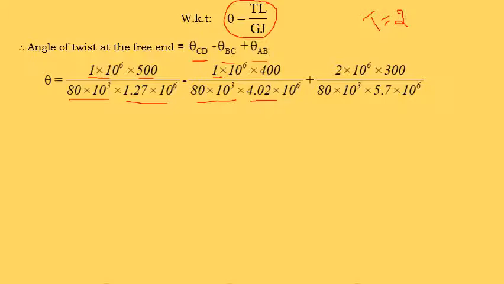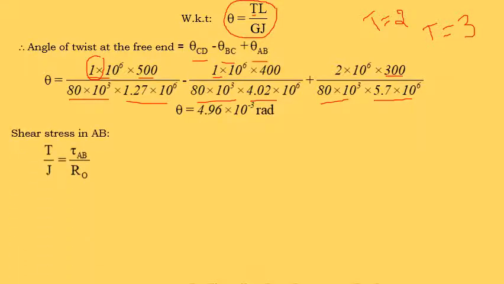So coming to the last portion, that is AB. For the portion AB, the T value given is 3 kilonewton meter. Here the applied torque is 1, the obtained torque is 3. The difference is 2. Therefore, we have to use 2 kilonewton meter, so 2 into 10 to the power of 6 in place of torque. Then length is 300 mm, G value is 80, and J3 is 5.7 into 10 to the power of 6. So after simplifying this, we got theta value 4.96 into 10 to the power of minus 3 radians.